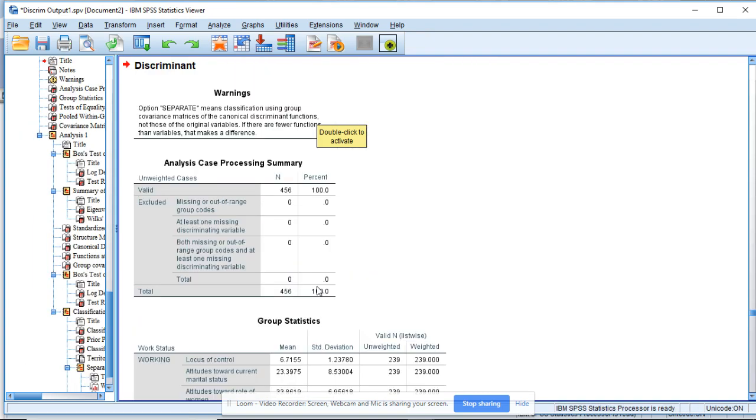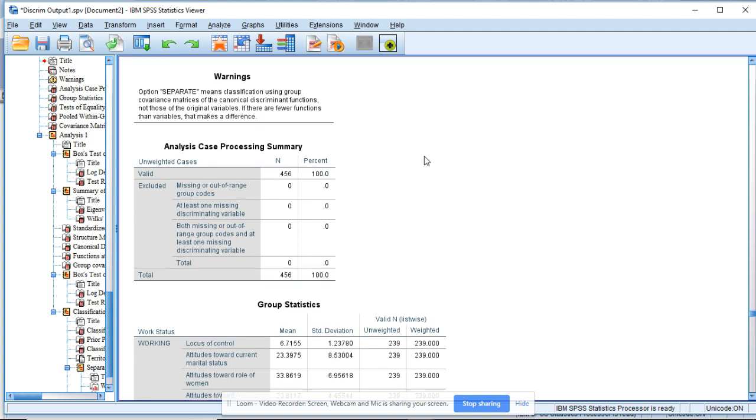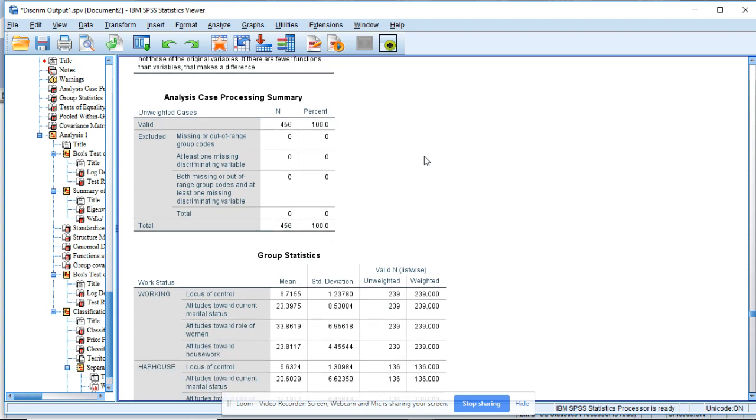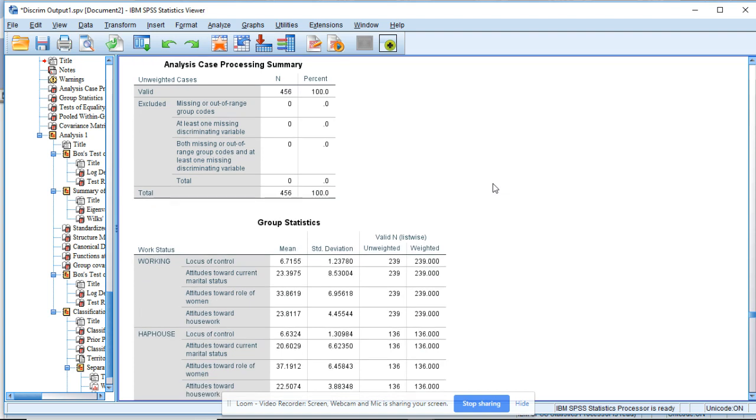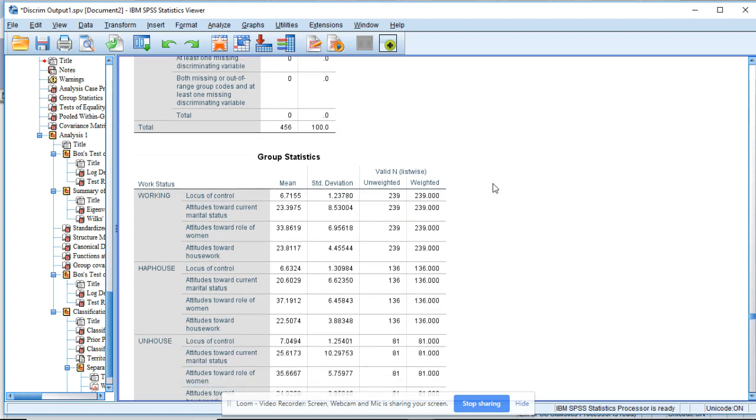and it gives us a warning because it's saying, hey, did you mean to do that? Normally you wouldn't want to do that. If there are fewer functions than variables, that makes a difference. So we do have 2 functions versus 4 variables. It doesn't tell us what difference it makes, but in this case, we can rely on the fact that this is doing what the book needed us to do of separating out the groups. So that's okay. We are going to scroll down now.